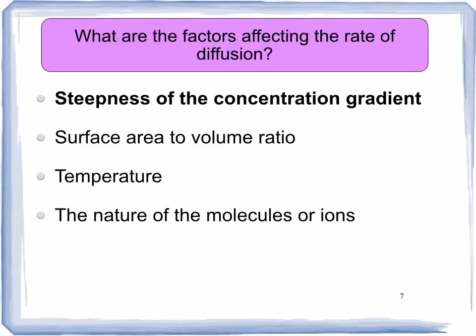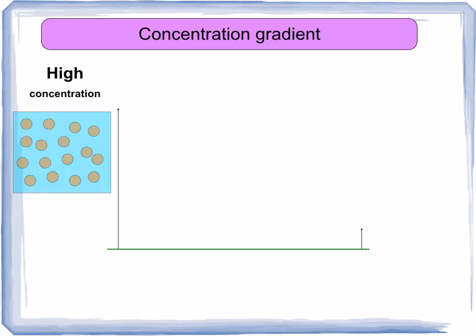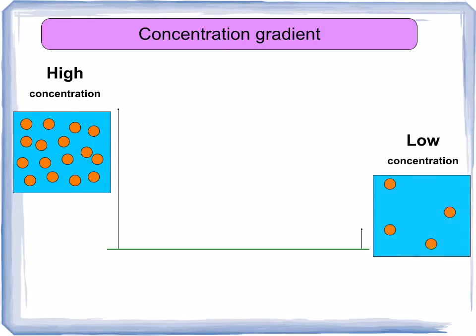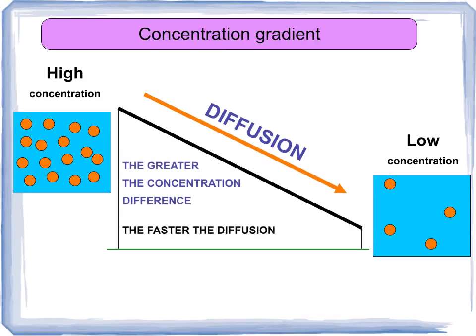Okay, looking at the steepness of the concentration gradient. If you were to draw a concentration gradient, on the left you'd have a high concentration, and on the right you'd have a low concentration. So here you can see the orange particles are in high concentration on the left, low concentration on the right. So which way will diffusion occur? It's going to occur from left to right. So the greater the concentration difference, the faster the diffusion.